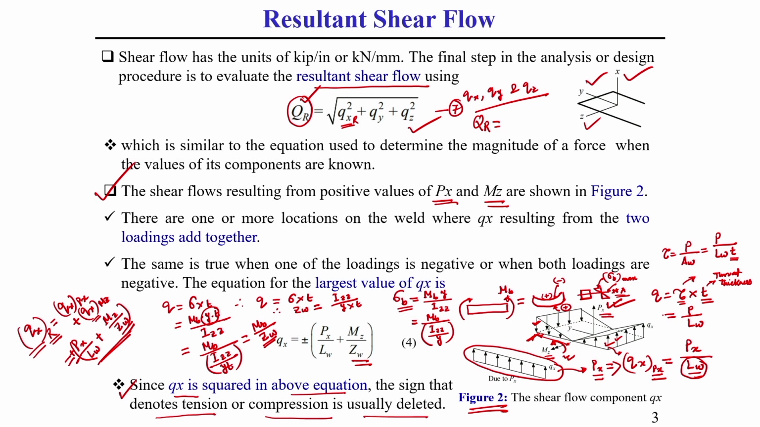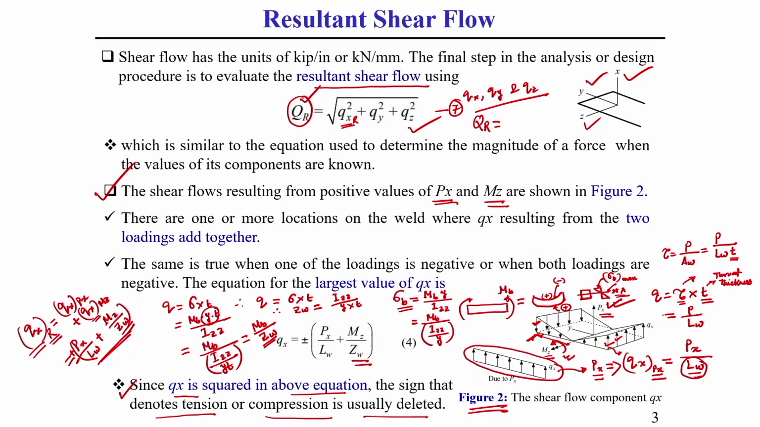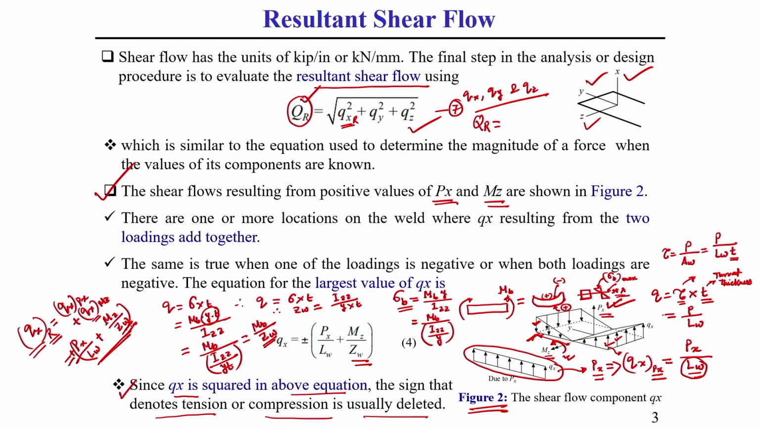So, we have already got the idea how to find out Qx, the shear flow along the x direction. Qx resultant I have written. Why Qx resultant? Because this is developing due to the combined effect of direct force Px and moment along the z axis, that means Mz, and how it is coming, this I am showing.